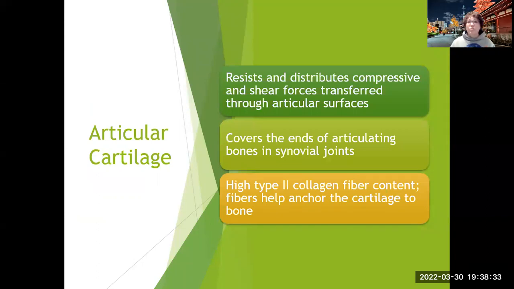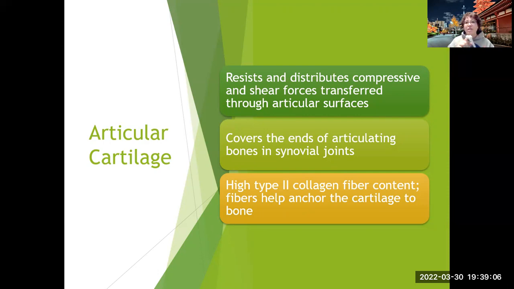Articular cartilage resists and distributes compressive and shear forces transmitted through articular surfaces. Remember when we talked about the three different types of arthrokinematic movements, the roll, spin, and slide. I said glide, I meant slide. So there's lots of shear forces, and we get rolling forces and spinning forces. So we need a tough surface in order for those joint movements to go on.